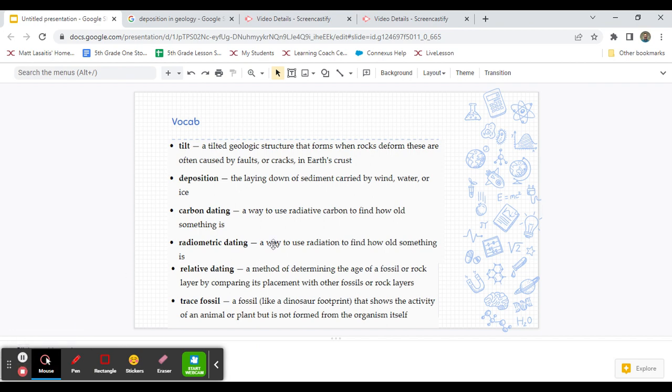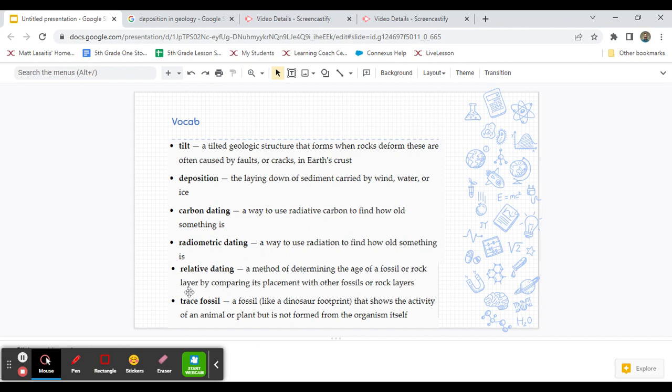And so the next few don't have any pictures to go along with them. That would be very useful, but they are types of dating, ways that we can date how old something is, usually fossils or other relics that we find in the ground. So you have carbon dating, which uses radioactive carbon to find out how old something is. You have radiometric dating, which uses radiation to find out how old something is. And relative dating is when you compare something you found with something else that you know the age of already. And so we can use that to find relative dating.